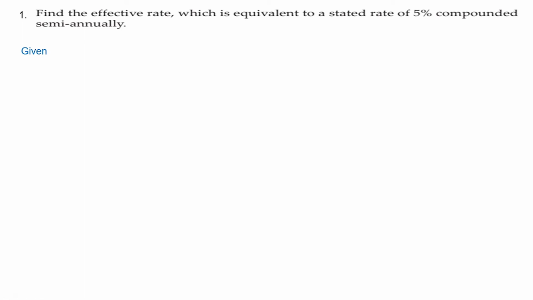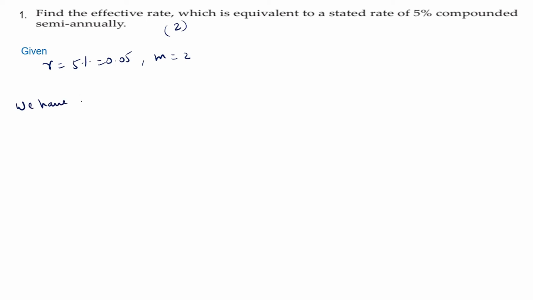And now we will start with practice questions. Similar question was asked in the sample paper for 2 marks. Find the effective rate which is equivalent to a stated rate of 5% compounded semi-annually. So we have to find the effective rate which is equivalent to the nominal rate of 5% compounded semi-annually. Here the nominal rate is given, R is 5% and M is 2. It is the number of conversion periods in a year. Since it is compounded semi-annually, every 6 months it is compounded, so M is 2 times in a year.